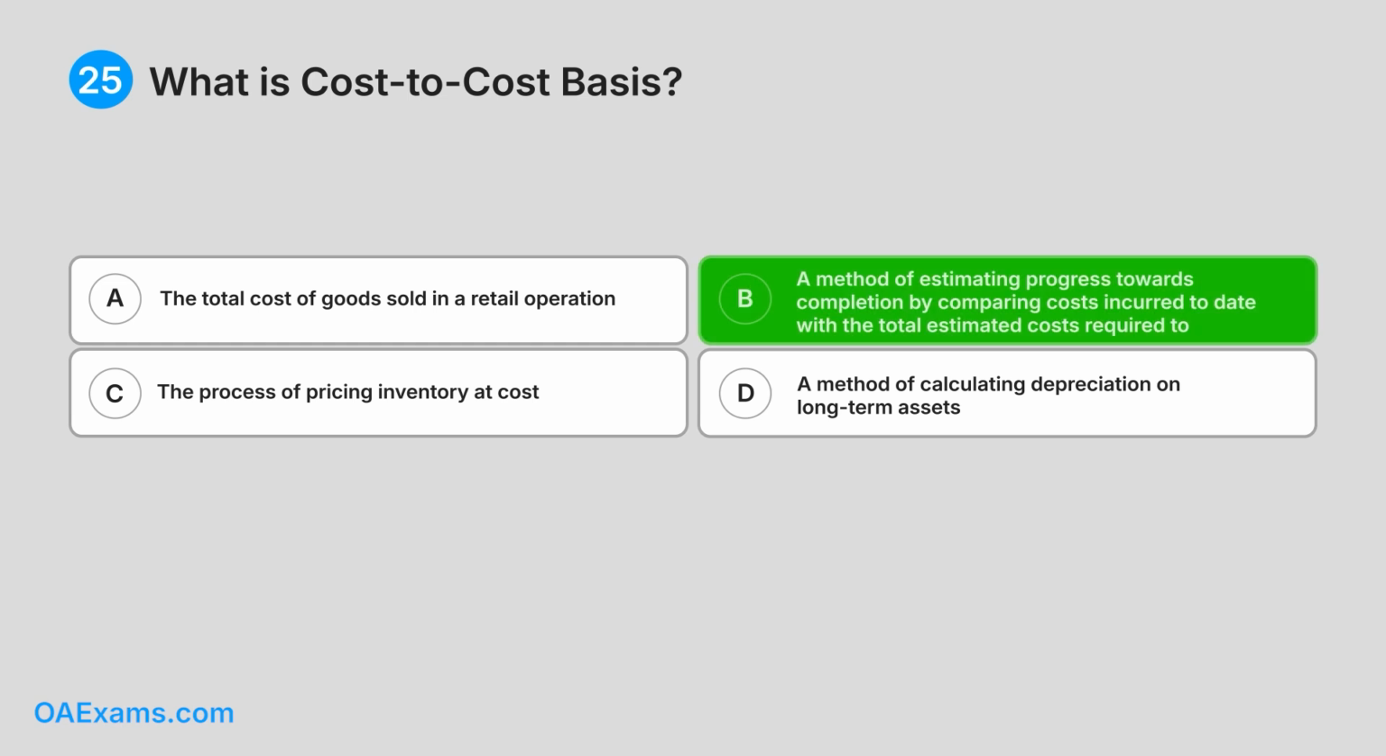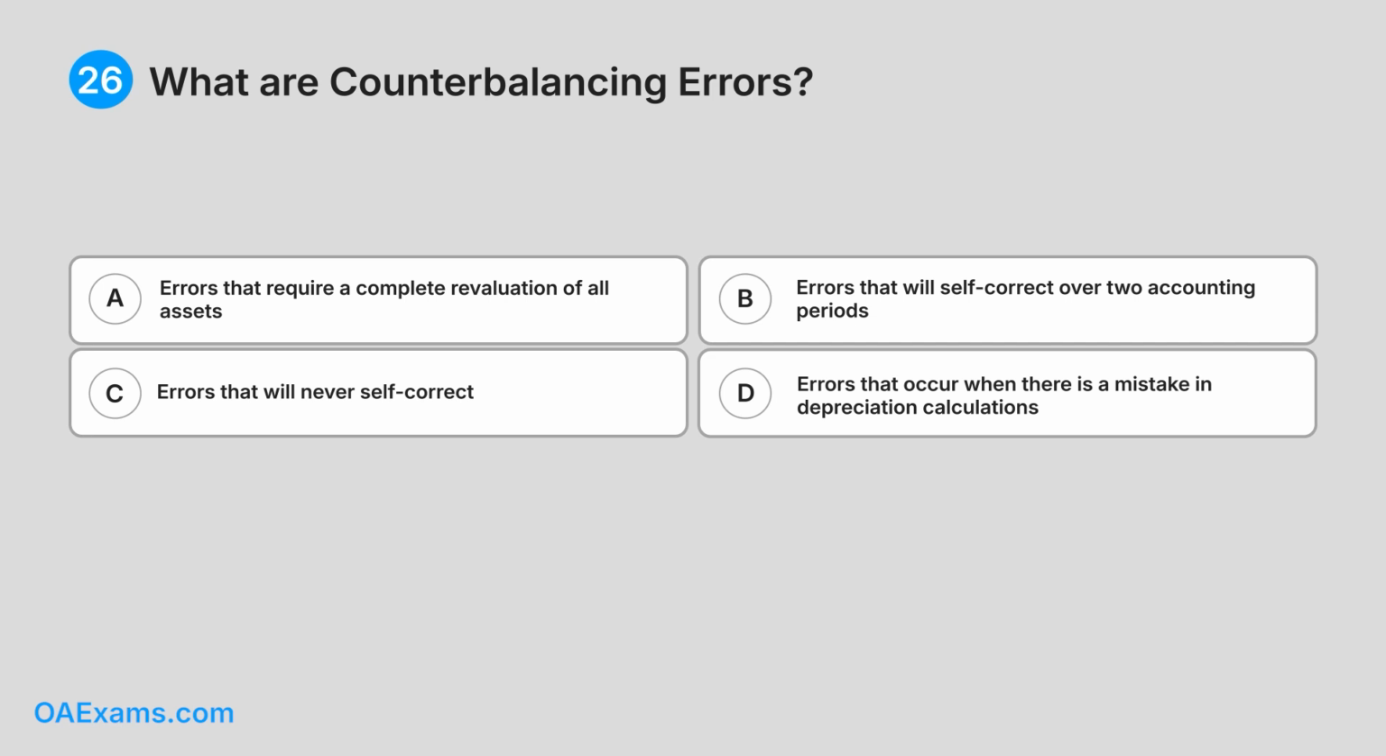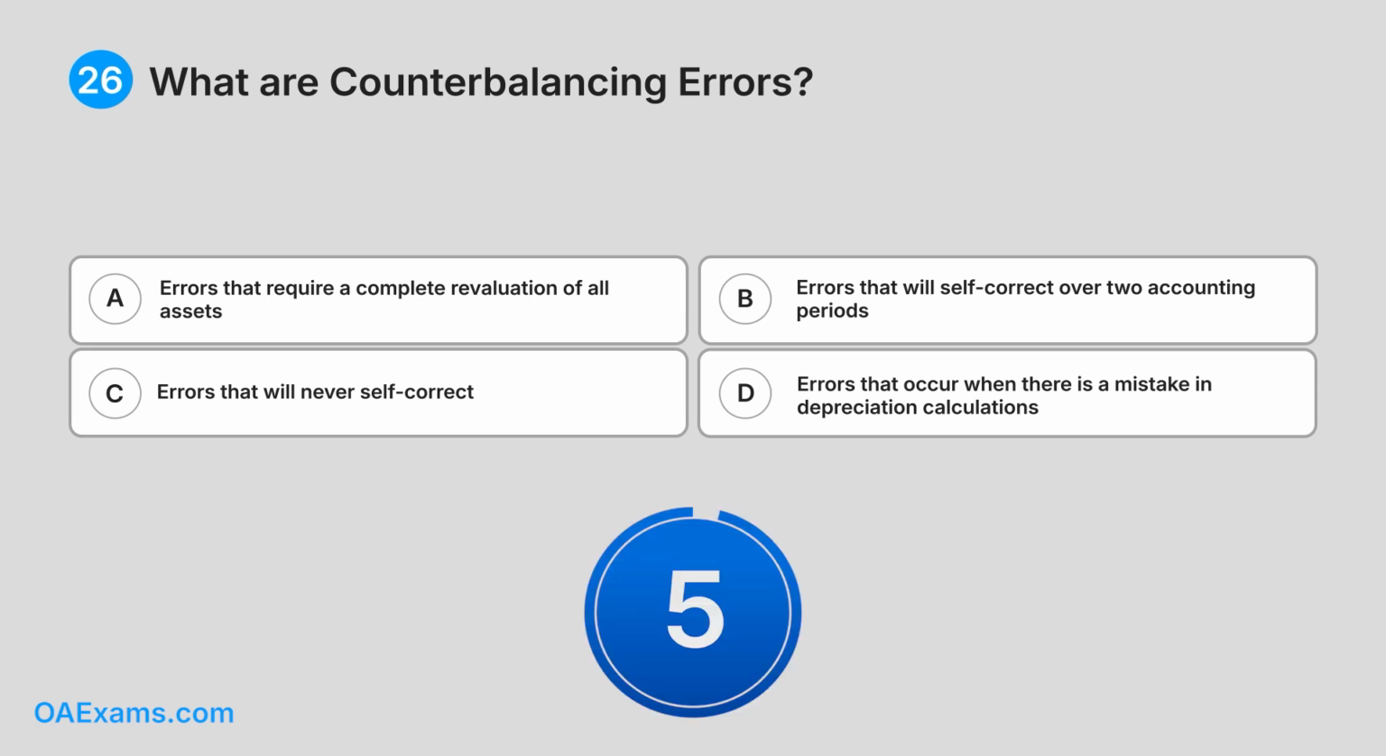Correct answer. B. A method of estimating progress towards completion by comparing costs incurred to date with the total estimated costs required to complete the contract. Explanation. Cost-to-cost basis is used in the percentage of completion method to estimate the percentage of work completed on a contract by comparing incurred costs to the estimated total costs. 26. What are counterbalancing errors? A. Errors that require a complete revaluation of all assets. B. Errors that will self-correct over 2 accounting periods. C. Errors that will never self-correct. D. Errors that occur when there is a mistake in depreciation calculations. Do you know the answer?